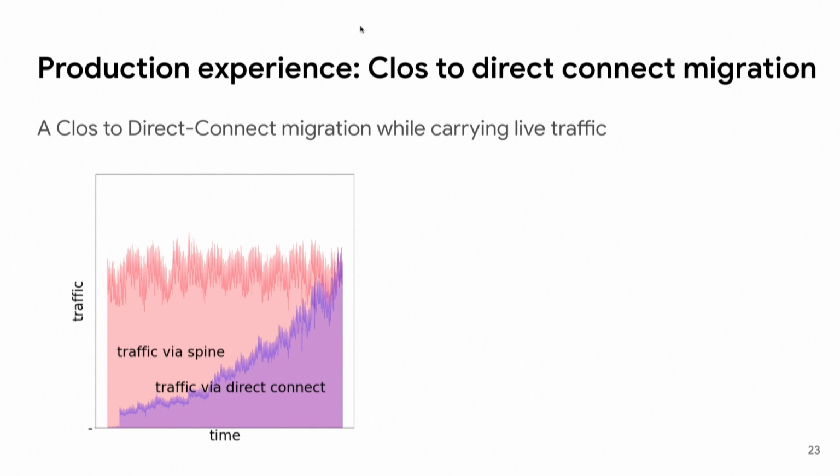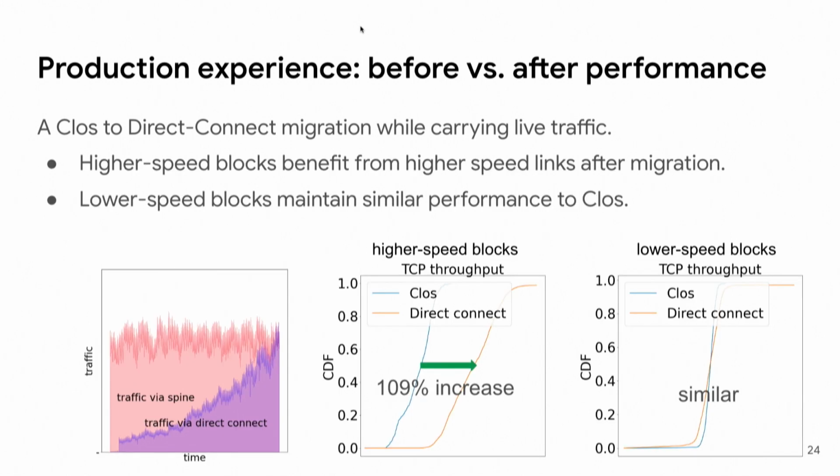A prime example of a fabric-wide topology reconfiguration is migrating a fabric from a closed topology to direct connect, all while serving live traffic. This picture, a snapshot from our production, shows how traffic gradually shifts from going over the spines to going over the direct connect links. To compare the performance before and after the conversion, we look at a recent conversion that was actually just concluded 2 weeks ago that was successfully executed on a fabric that is one of our hottest. This fabric contains roughly 50% of 40-gig blocks and 50% of 100-gig blocks.